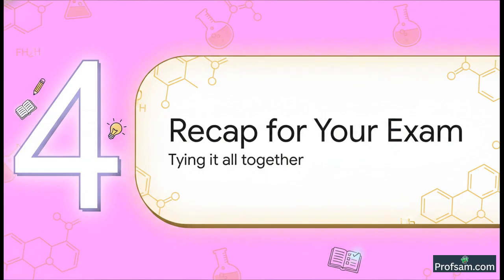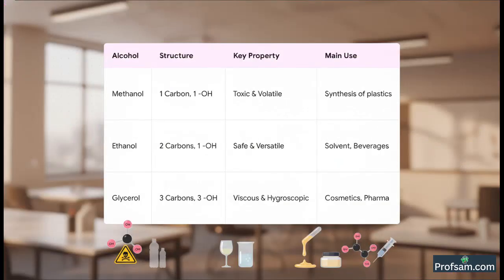All right, students, let's put all this information together now. We'll summarize it in a way that will be very easy for you to revise just before your exams. This table gives you a perfect summary. You can see the pattern so clearly here. Methanol, 1 carbon, toxic and volatile, used for plastics. Ethanol, 2 carbons, safe and versatile, used as a solvent. And glycerol, 3 carbons and 3 OH groups, making it viscous and water-attracting, used in cosmetics. See, the structure on the left directly leads to the property and the use on the right.